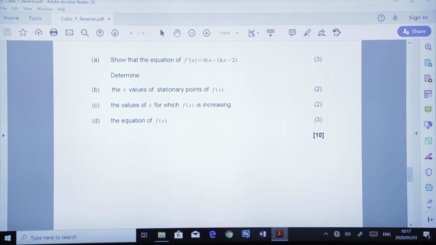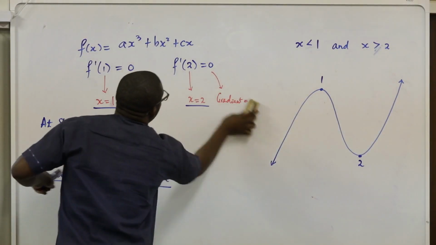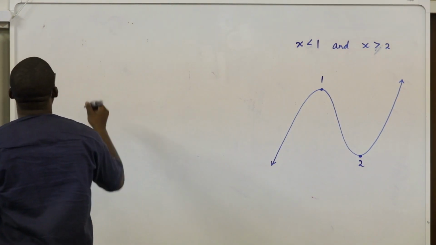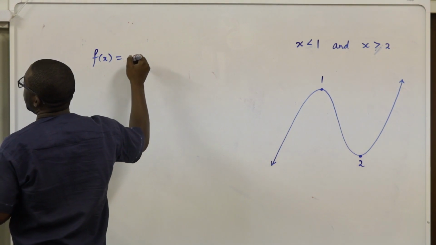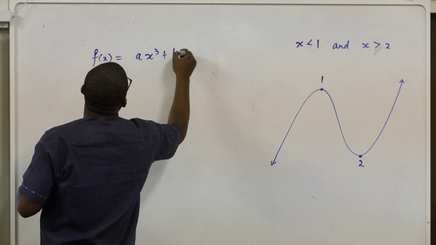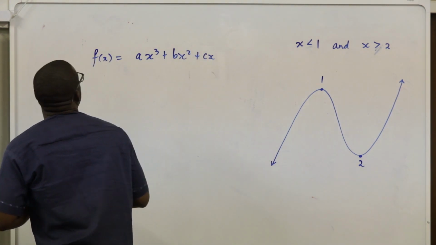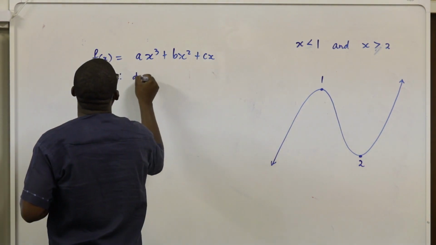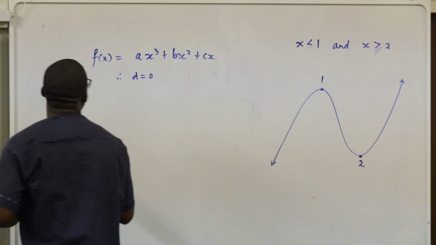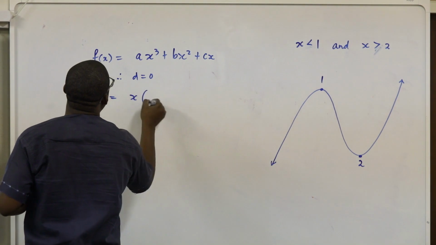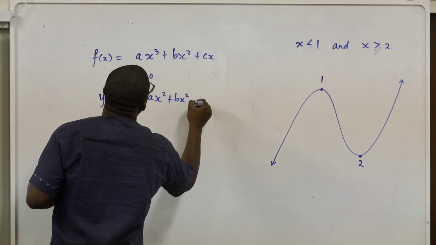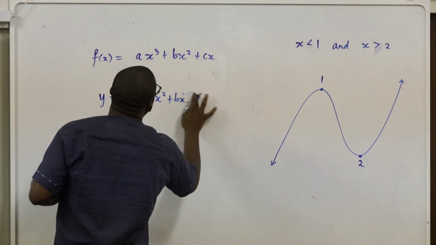Now, lastly, they want the equation of f of x. Let's combine all this information. We were told f of x is equal to ax cubed plus bx squared plus cx. That means d was 0. If d is equal to 0, that is both its x-intercept as well as its y-intercept. So y was equal to x times (ax squared plus bx plus c).